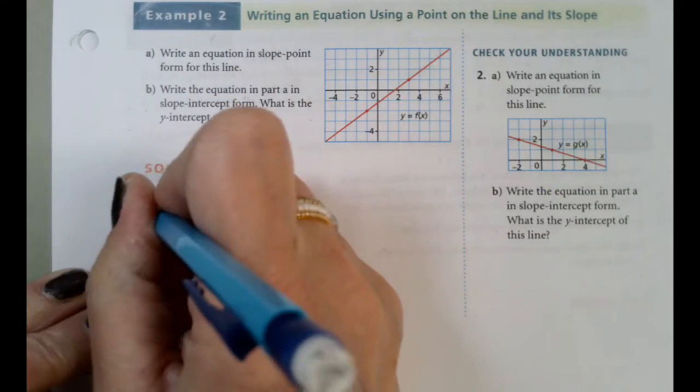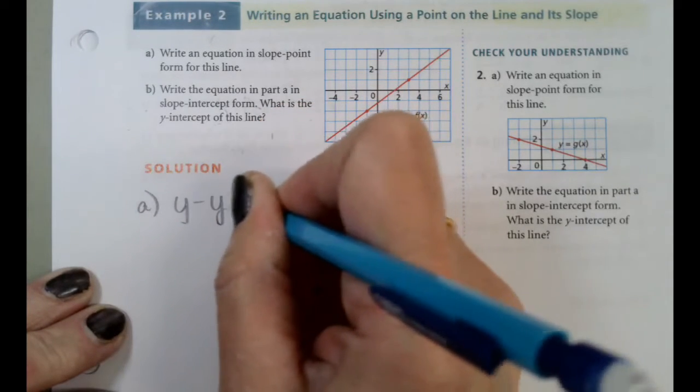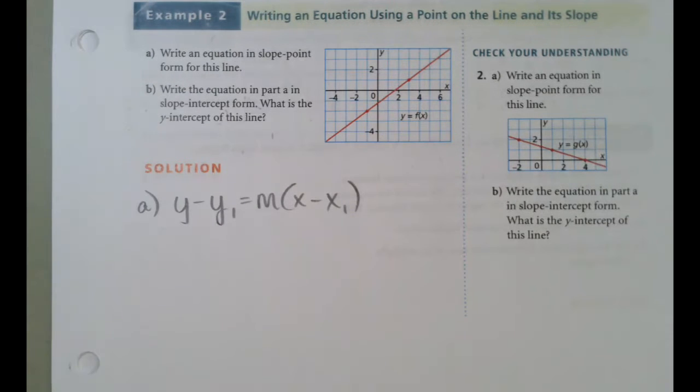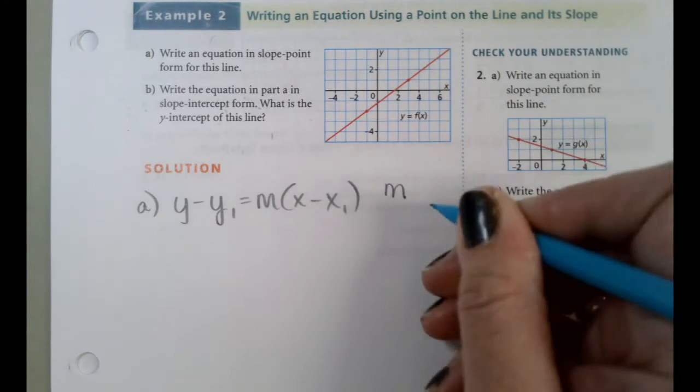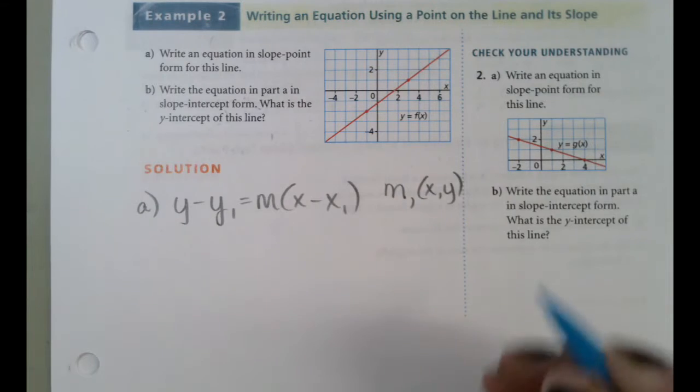So, when I see write an equation in slope point form of this line, what's the first thing I'm going to do? Write out the equation. Because that's going to tell me what I need. It tells me that I need a slope. And I need some kind of xy coordinate. Right?